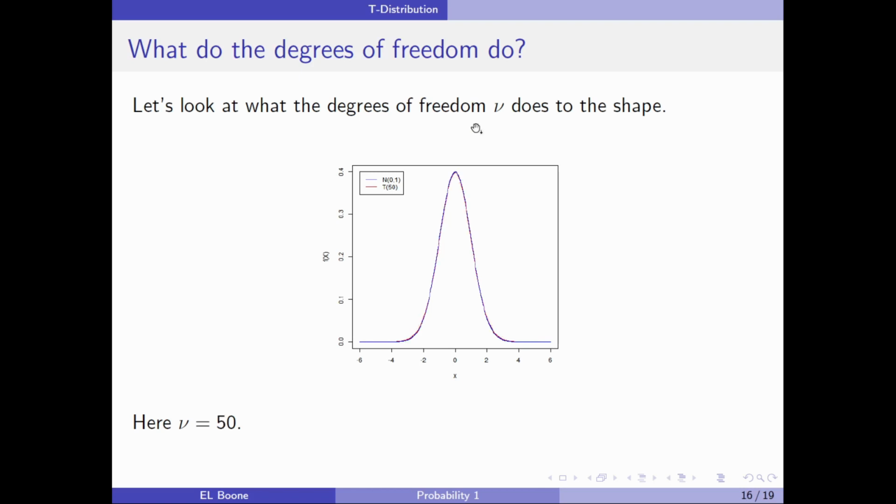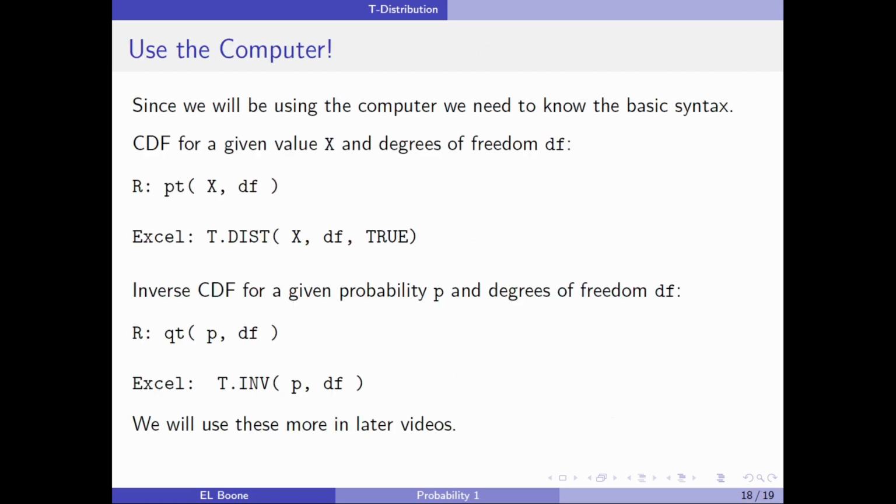So let's make a bigger jump to 50. Here it's harder to see, but you can still see some red over here, meaning that red is sticking out farther than the blue, and you can see some red under the blue here. Then at 100, it looks pretty close. We also know that as nu goes to infinity, it becomes approximately normal 0, 1. So we know this is going to happen. That means if we have something like 1,000 degrees of freedom, we'll just use the normal table because we might as well, because they're basically the same distribution at that point.